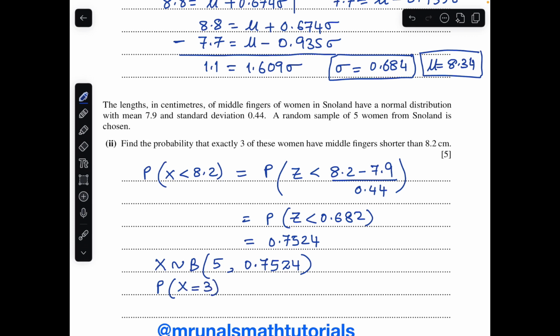So we need to choose exactly 3 women. So probability of x equal to 3 is going to be, from 5 women, you choose 3 women. So 5 choose 3 times 0.7524 to the power of 3. I'm applying the formula of the binomial distribution: nCr, p to the power of r times q to the power of n minus r. So I obtained q by doing 1 minus 0.7524.